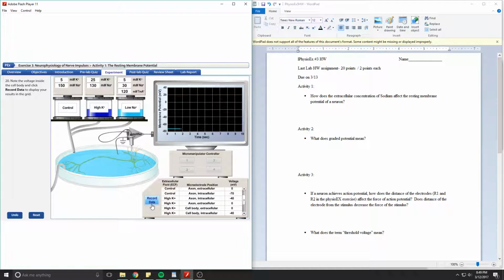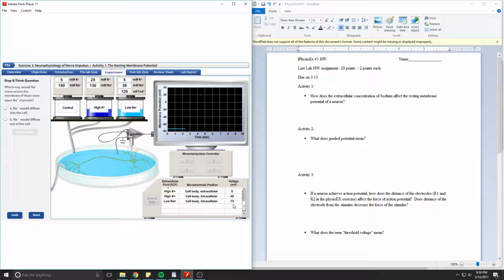Okay, so we're going to record data just inside. So now we've gone from, in our control group, which was negative 70, to negative 72 in the cell body. Which way would Na move across the cell membrane if there were open Na channels? Generally there's low Na inside here, and so it would go into the cell because there's high Na outside.